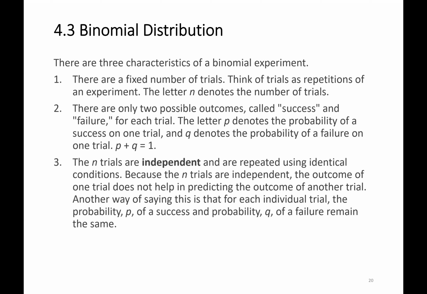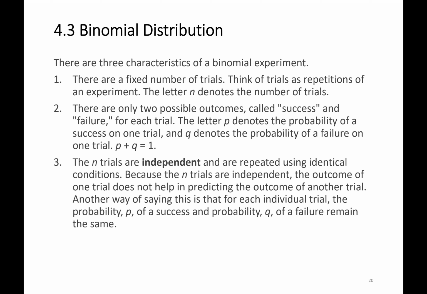Two, there are only two possible outcomes in the binomial distribution, called a success and a failure for each trial. The lowercase letter p denotes the probability of a success on one trial, and q denotes the probability of a failure on one trial. So p is the probability of a success, q is the probability of a failure, and the sum of the probability of a success and the probability of a failure will equal 1.